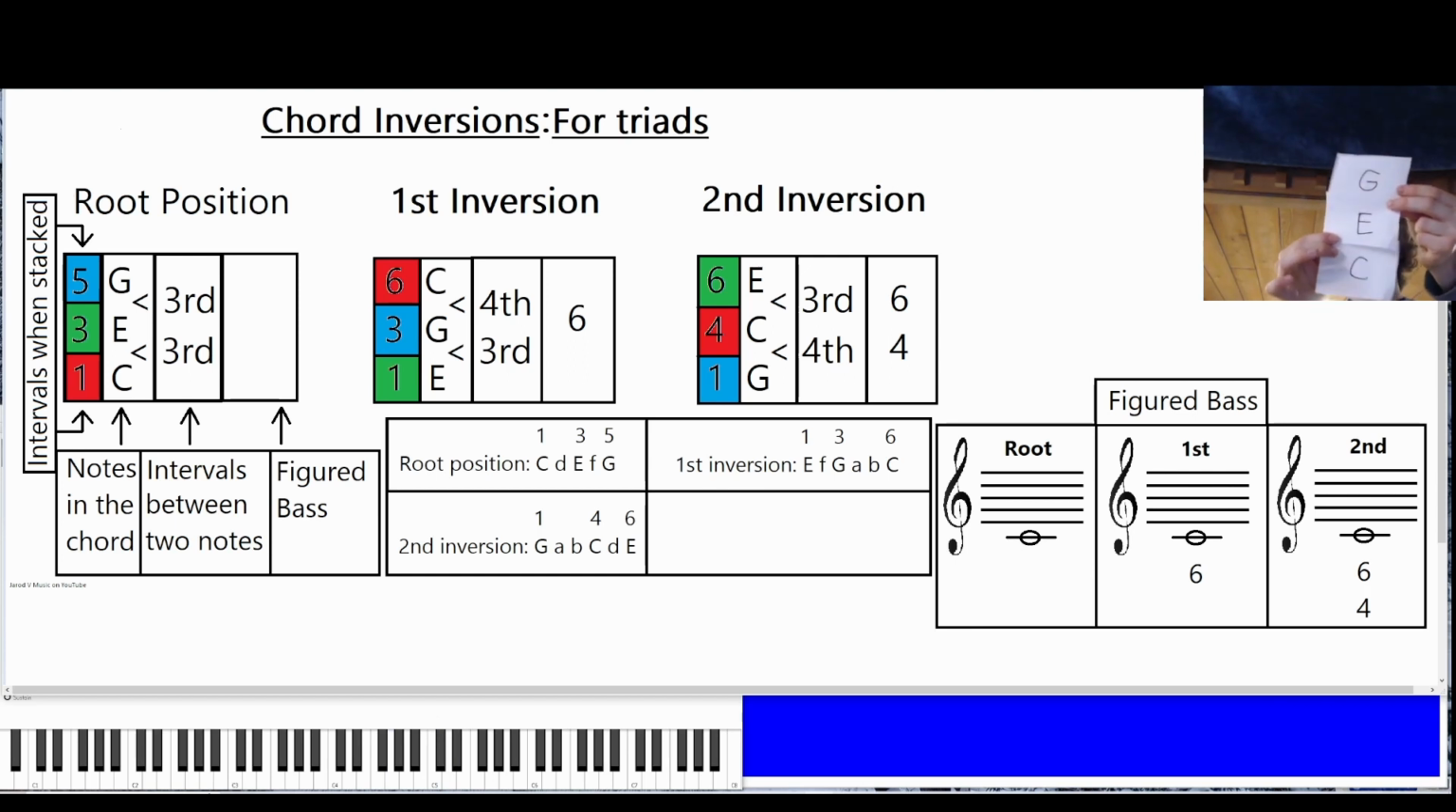Okay, here's a cool way to visualize this. I have my C, E, and my G written on 3 different cards. So putting together, here's my C major triad in root position.